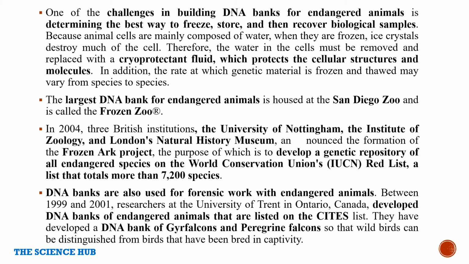the formation of the Frozen Ark project, the purpose of which is to develop a genetic repository for all the endangered species on the World Conservation Union's Red List, a list that totals more than 7,200 species. DNA banks are also used for forensic work with endangered animals. Between 1999 and 2001, researchers at Trent University, Ontario, Canada, developed DNA banks for endangered animals that are listed on the CITES list. They have developed a DNA bank for gyrfalcons and peregrine falcons so that the wild birds can be distinguished from the birds that have been bred in captivity.